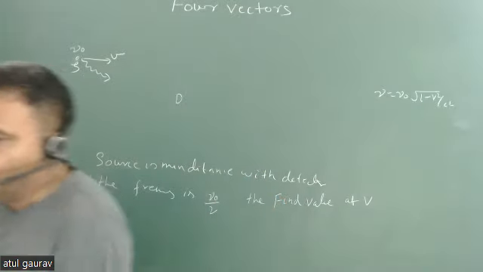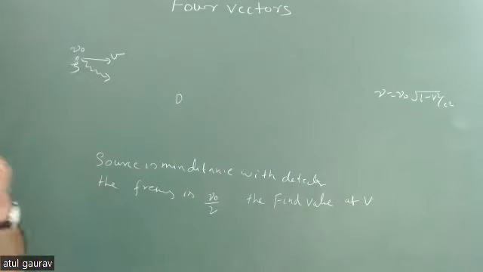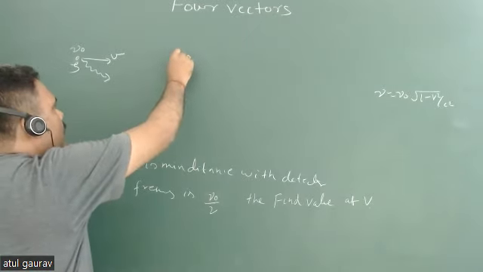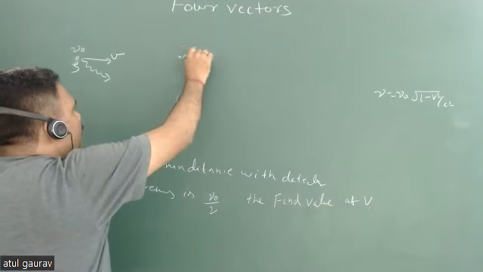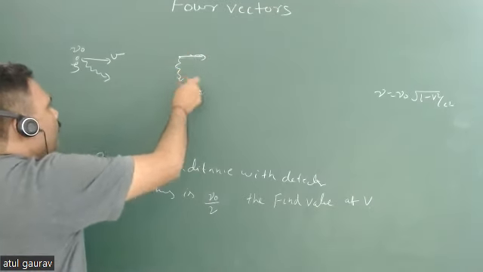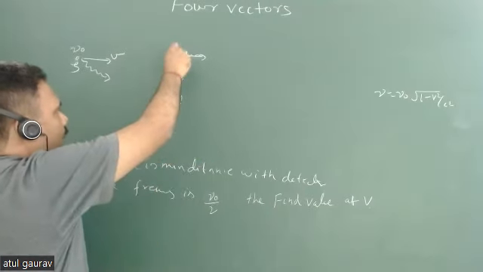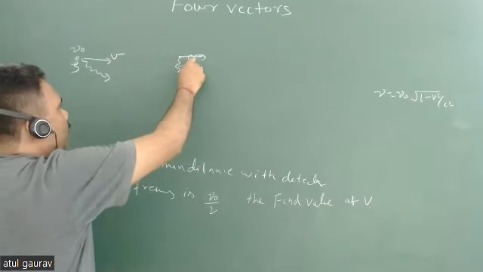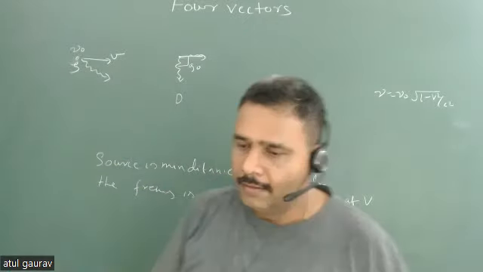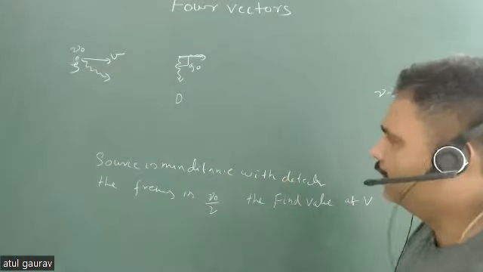So what is the meaning of minimum distance? Perpendicular. So that means when the source will reach here, this is the direction of V and this will be the direction of your radiation, and the angle between them is 90 degrees. That means they are talking about the transverse Doppler effect.